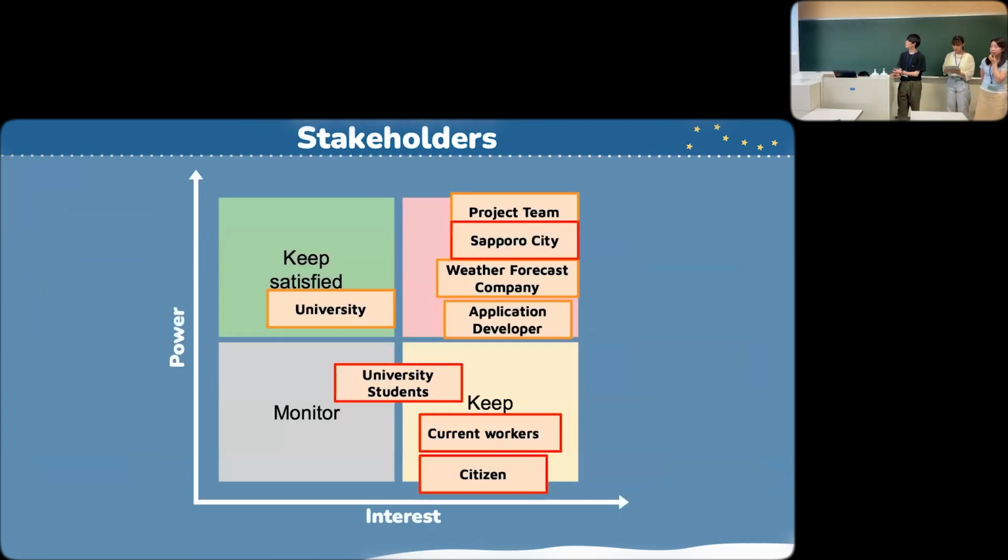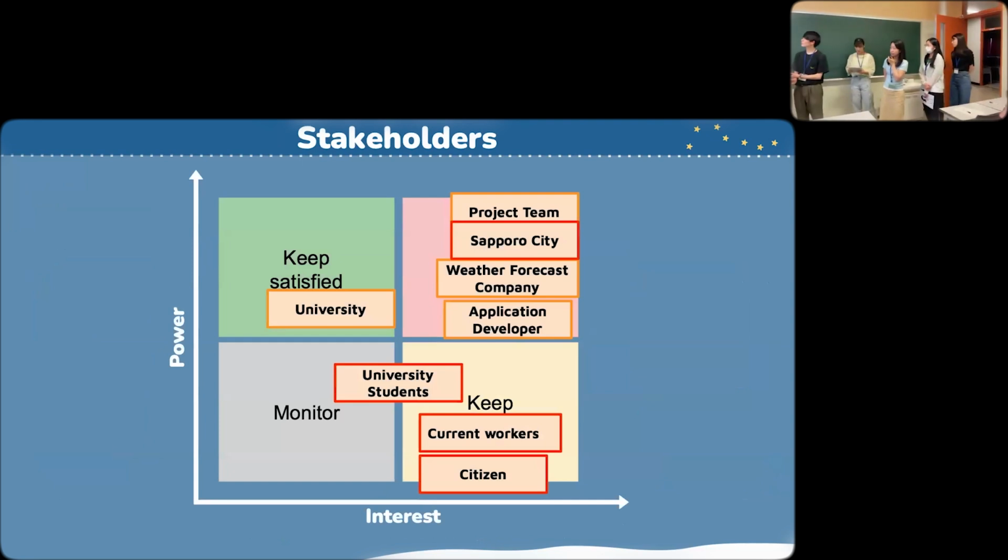Now we will explain stakeholder mapping. We will briefly explain four main targets. First, university students have middle interest and middle impact to this project.